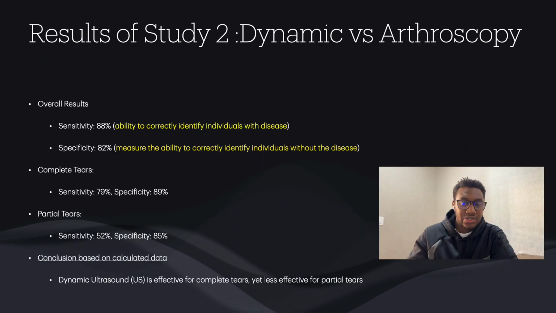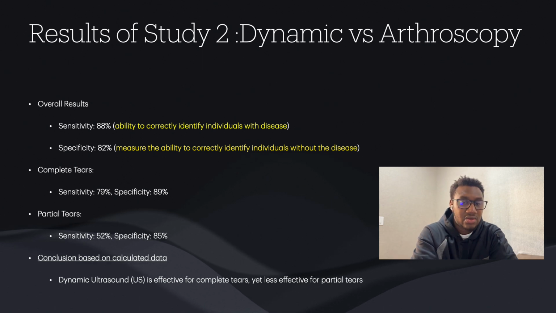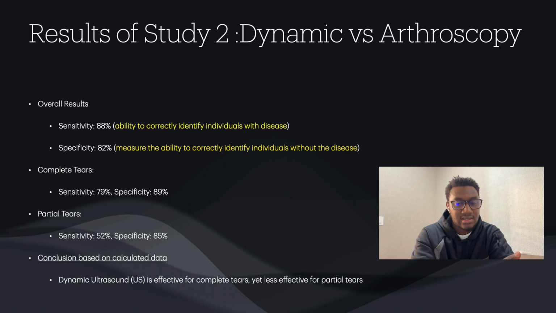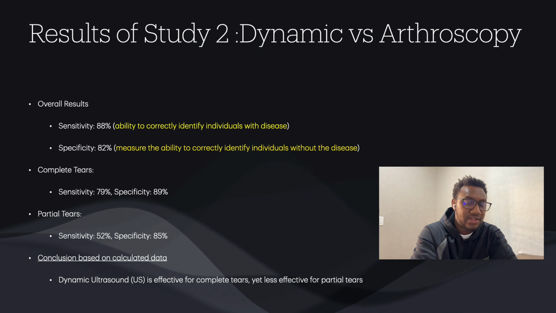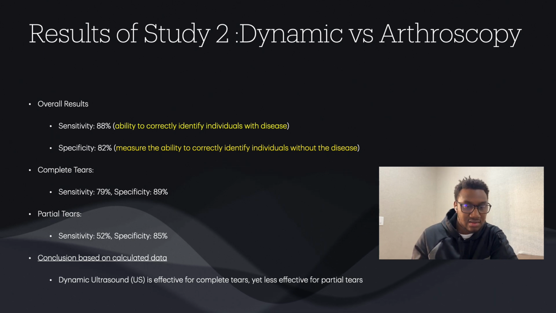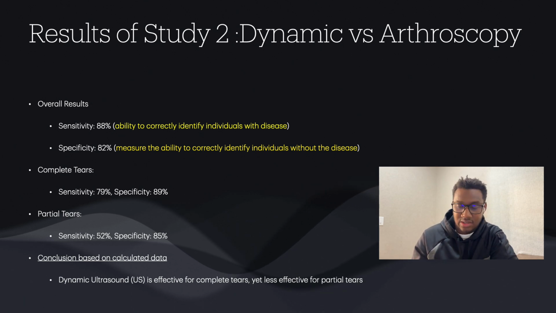And then when we look at study two, it found that dynamic ultrasound correctly identified 88% of ACL tears. Unfortunately, it was much better at detecting complete tears than partial tears. Partial tears were determined by a 52% sensitivity compared to 79% for complete tears. So with this, dynamic ultrasound is effective for complete tears, yet less effective for partial.